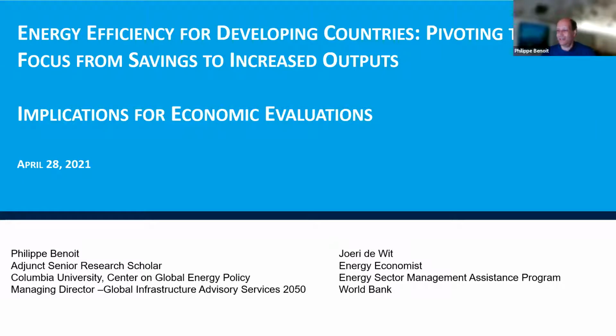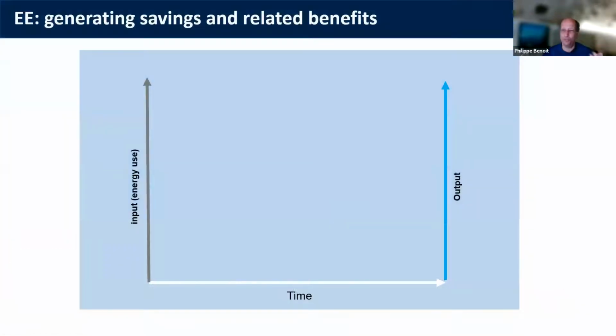So as Hebe mentioned at the beginning, what we're going to discuss in some ways are some issues regarding energy efficiency that relate specifically to the context of developing countries. What we tend to see when we think about an energy efficiency project, you all know this, but I think it's useful to go over it. What we have here on the left-hand side is input of energy use over time. And we know that energy use produces a certain amount of outputs.